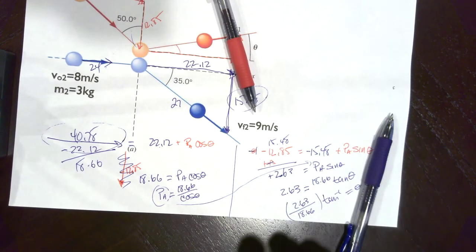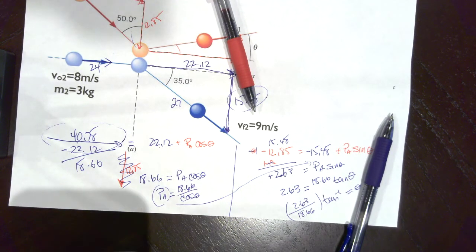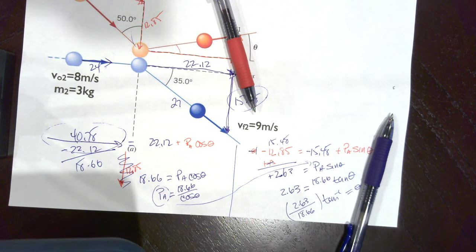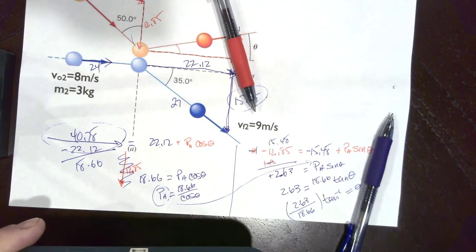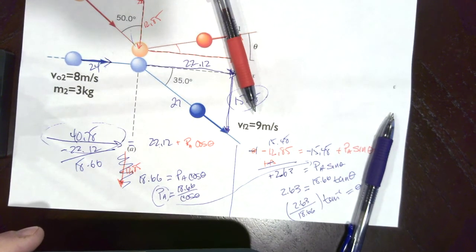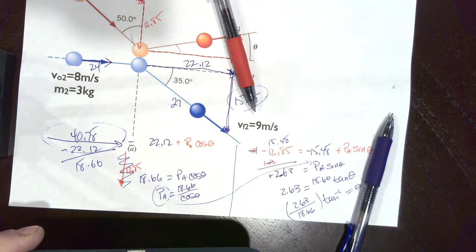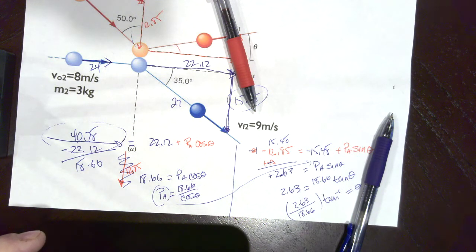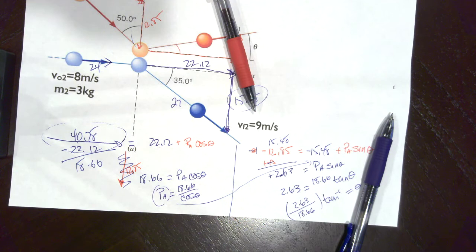Gives me theta. Oops, I'm out of my picture. Now, let's see if I can do this on my phone. I don't know if I could do this on my phone. I think I have arctan on my phone.